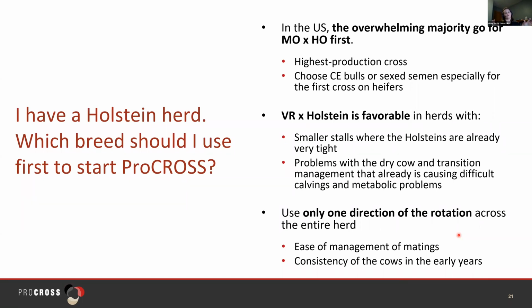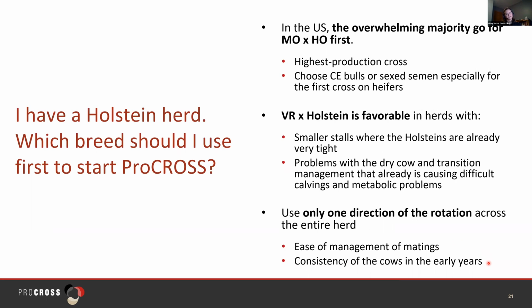The idea with ProCROSS is we want things to be simple. We don't want to have to mate individual cows. We did that with the pure breeding side. We want to get away from that and just keep it simple with rotating 3 breeds. And we do that by only picking one direction of the rotation.